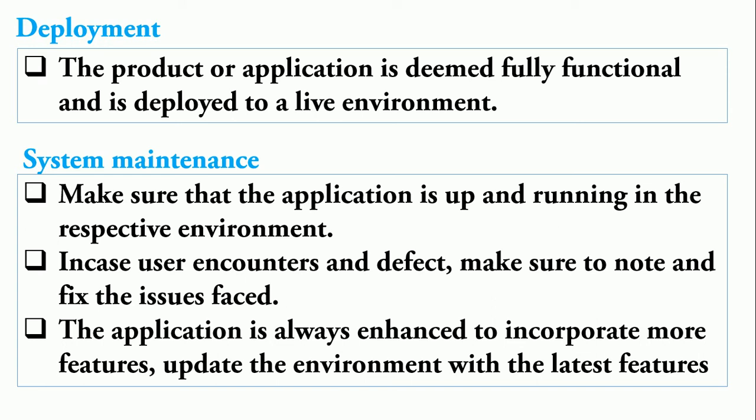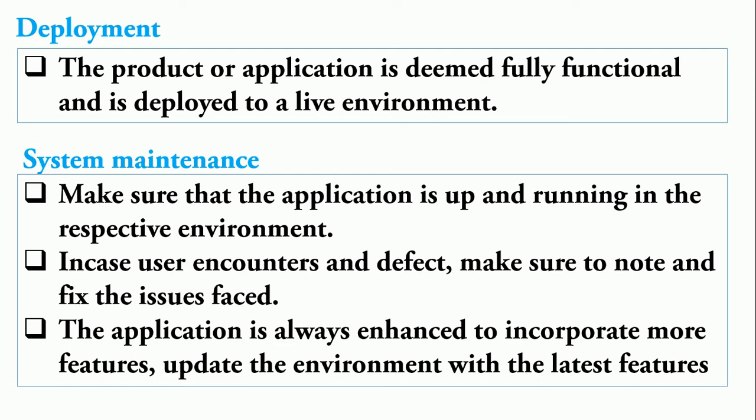So let's recap all the stages. First one is requirement analysis, second one is system analysis, third one is system design, fourth one is coding, fifth one is testing, sixth one is deployment, which you can call either implementation or operation, and seventh one is system maintenance.